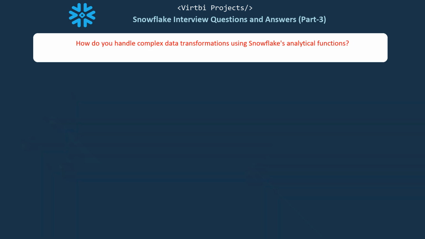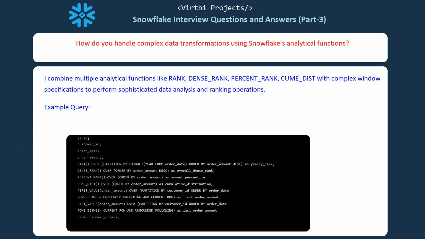How do you handle complex data transformations using Snowflake's analytical functions? I combine multiple analytical functions like RANK, DENSE_RANK, PERCENT_RANK, CUME_DIST with complex window specifications to perform sophisticated data analysis and ranking operations. Here's an example query.